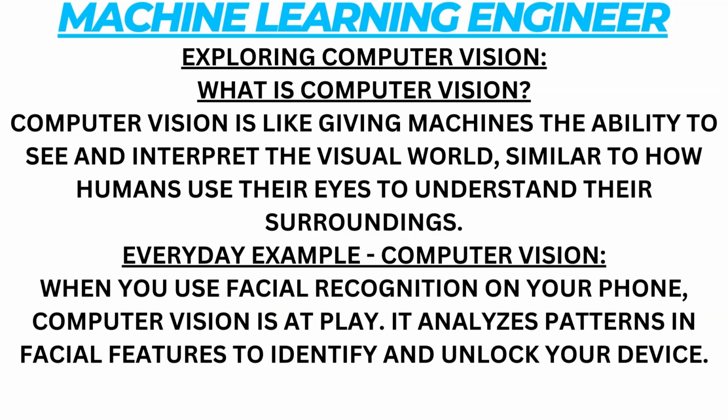Exploring computer vision. What is computer vision? Computer vision is like giving machines the ability to see and interpret the visual world, similar to how humans use their eyes to understand their surroundings. Everyday example, computer vision. When you use facial recognition on your phone, computer vision is at play. It analyzes patterns in facial features to identify and unlock your device.